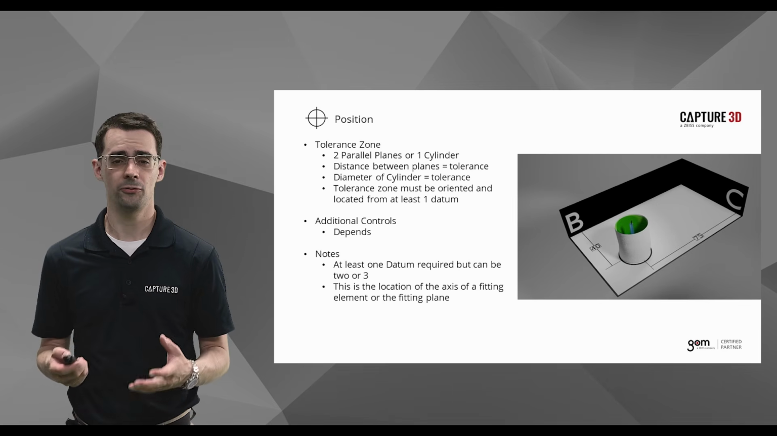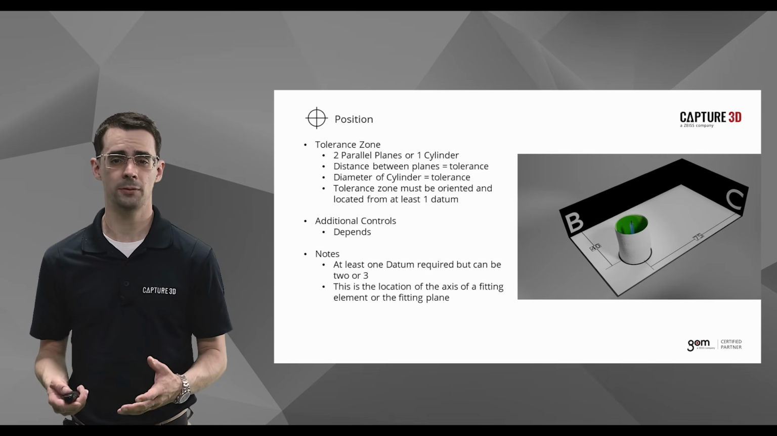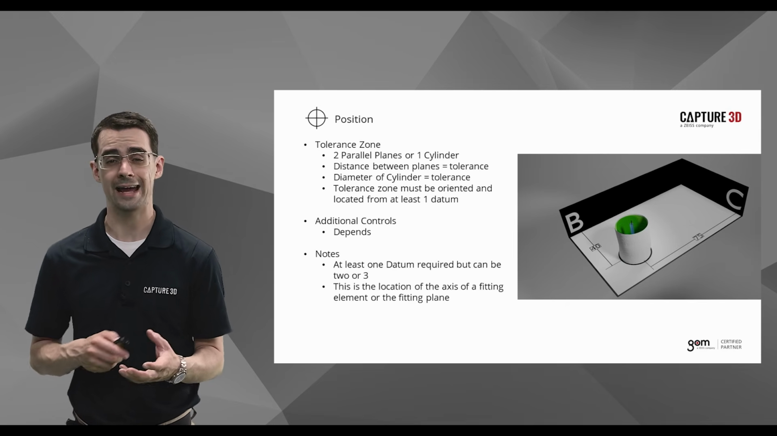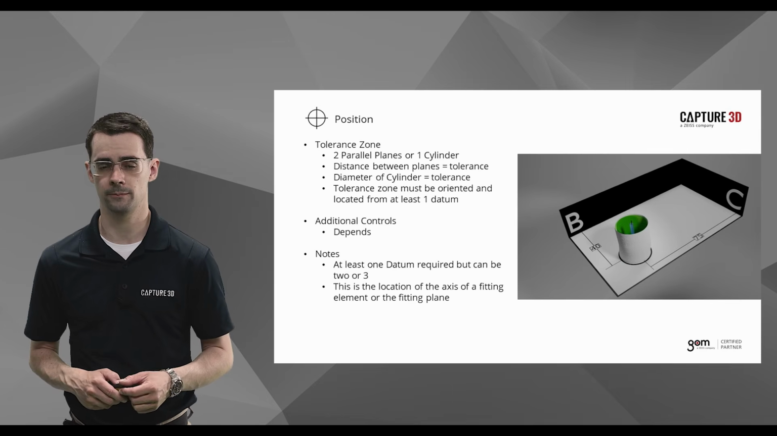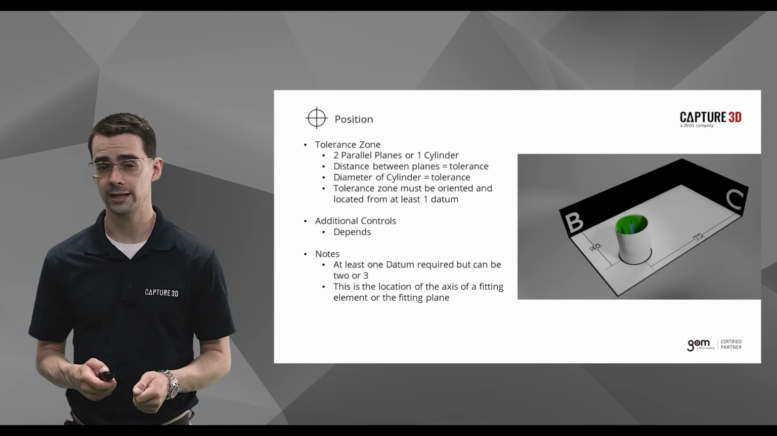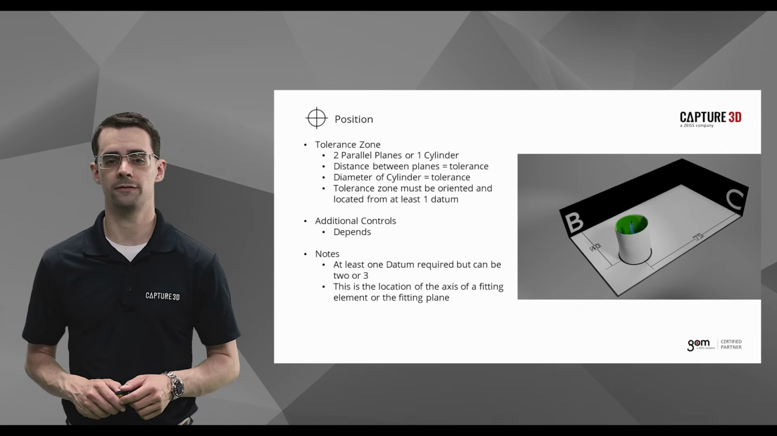The tolerance zone for position is two parallel planes or a single cylinder. In the case of the planes, the distance between the planes is set by the tolerance. For the cylinder, the diameter of the cylinder is set by the tolerance. The important thing to keep in mind here is that the tolerance zone must be oriented and located from at least one datum. You can use more though if needed.